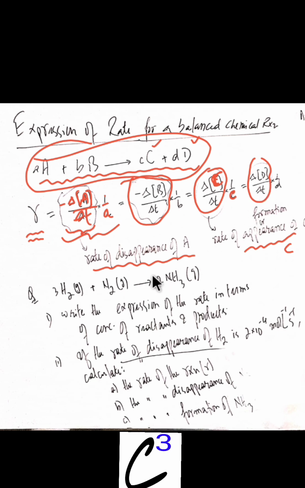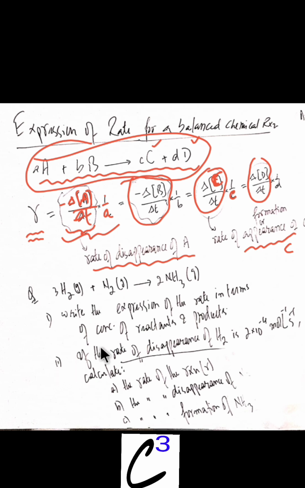Okay, I'm taking an example here as a question. Here the reaction of Haber's process is given: 3H2 gas plus N2 gas gives 2NH3 gas. Now the first question in this particular reaction is, write the expression of the rate in terms of concentrations of the reactants H2 and N2 and product NH3.